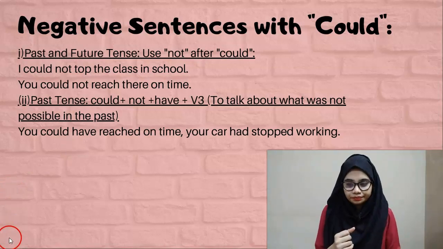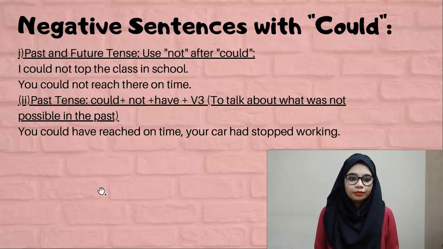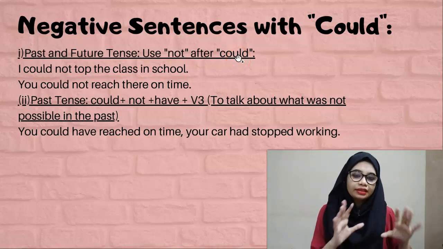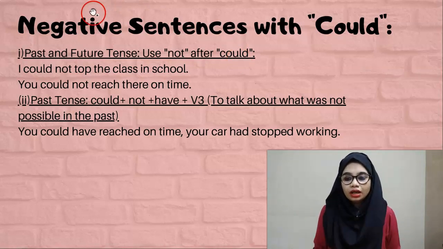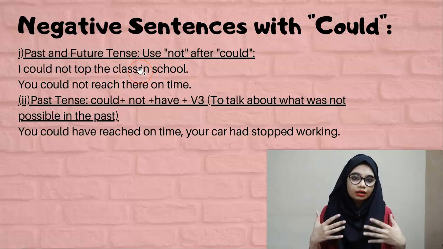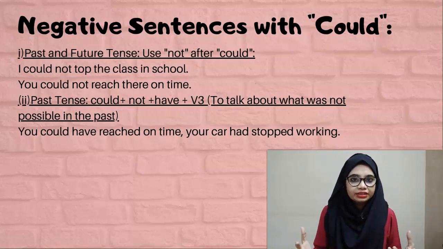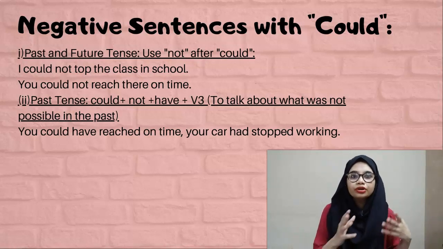So negative sentences with could, if you are talking about the past or the future, you could simply use not after could. So you could say could not and then the base form of the main verb. I could not top the class in school. And you could not reach there on time. So here we are specifying in school, so we are sure that we are talking about the past. But the second sentence, you could not reach there on time, is quite an open-ended sentence. So it could be talking about the past or it could be talking about the future.